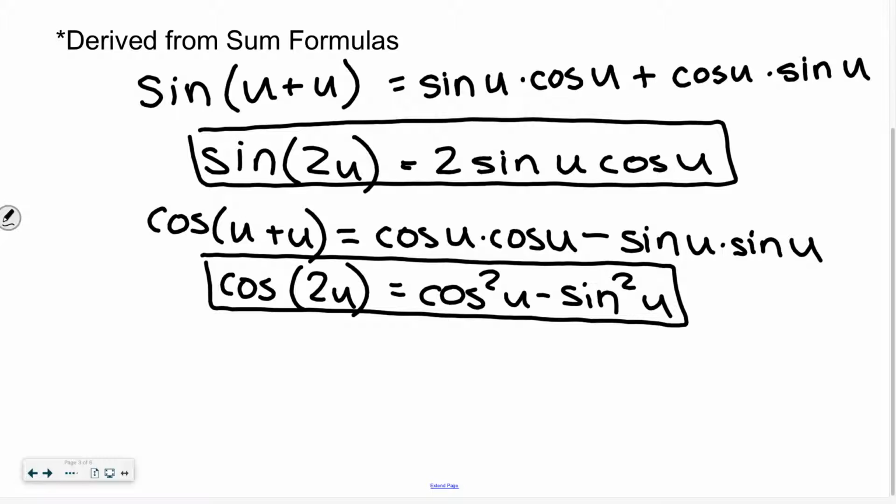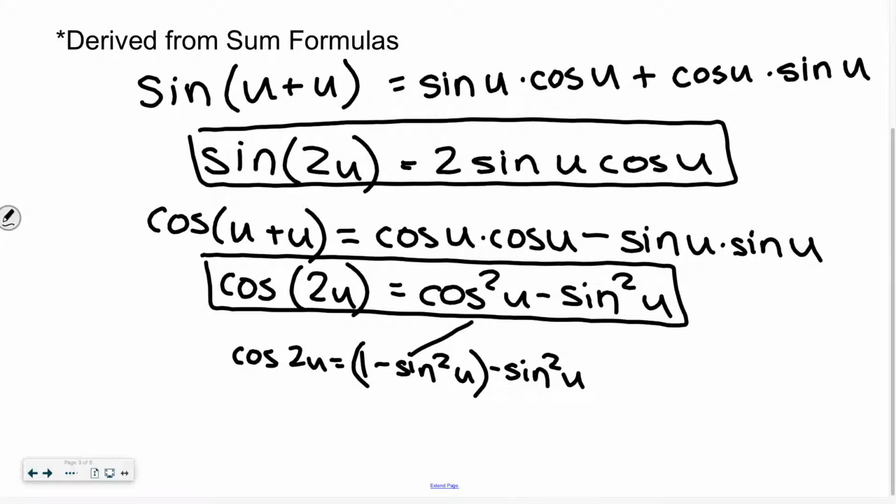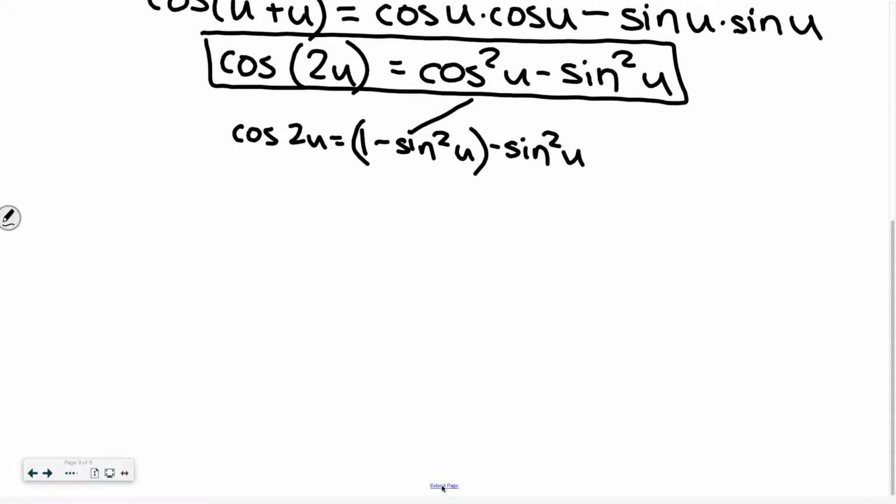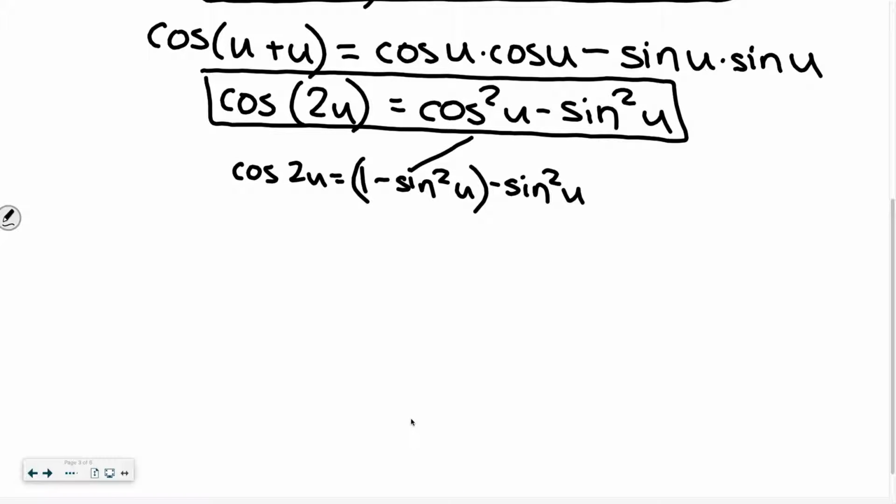So there's 2 other versions of this cosine 2u formula or double angle formula. So for one of the versions, I would do the cosine of 2u is equal to, and where I see cosine squared, I can use my Pythagorean identity. That's really 1 minus sine squared. And then I would be subtracting another sine squared. So now I have like terms right there. Another way to write the double angle formula for cosine of 2u is to say the cosine of 2u is equal to 1 minus 2 sine squared u.